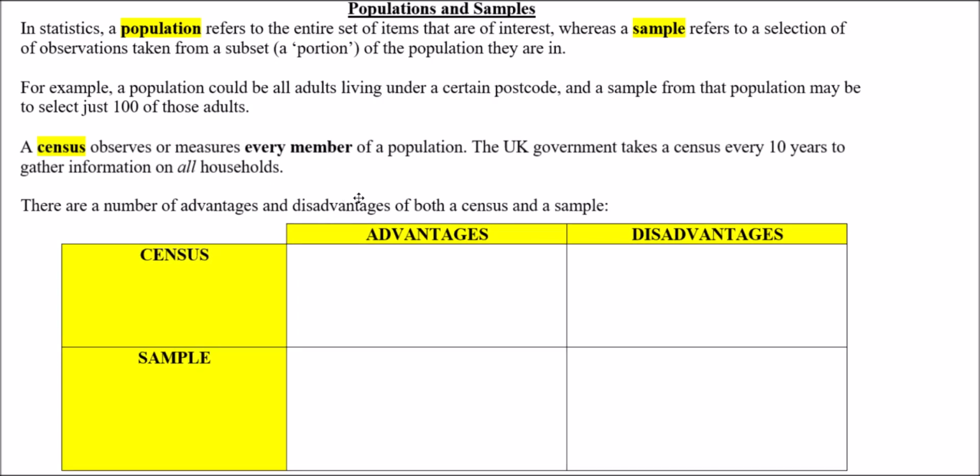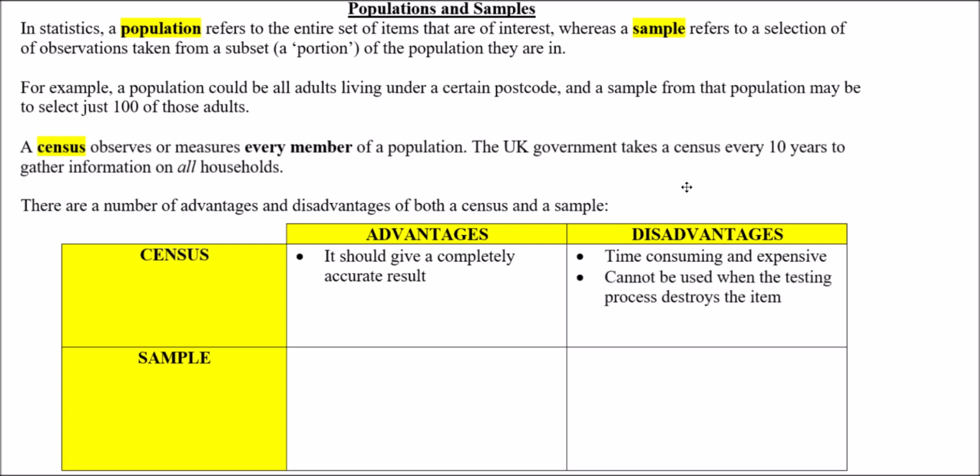So thinking of a census first, the advantage is it should give a completely accurate result because it's actually testing every single member of the population. So it should be perfectly accurate in theory. However, because it's testing every single one, it's very time consuming and can be expensive. As well as that, if the testing process destroys the item or it can't be used, then that could affect sales, for example. If it's a piece of fruit or some phone that needs testing, if you test every single phone, then they can't be resold because it'll be tampered with. So a census isn't always practical. A sample, however, we'll come to in a moment.